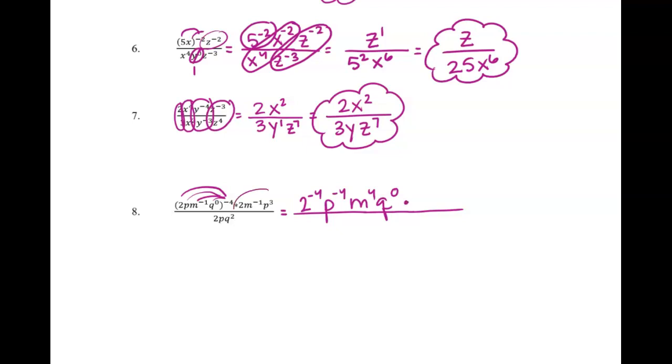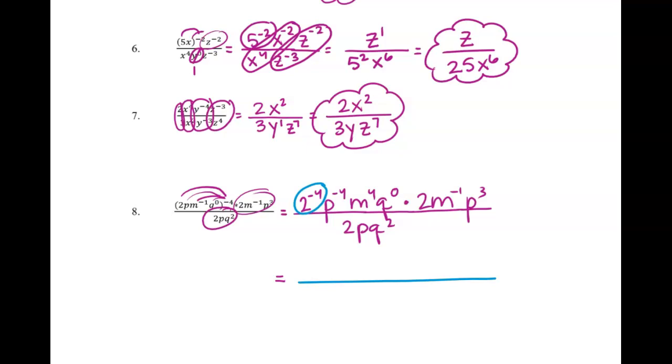I'm going to fill in the rest of it. I'll just keep this: 2m to the negative 1st p cubed. Denominator is still 2pq squared. All right, there's more stuff we can do here. I'm going to switch colors in case that's helpful. If it's not, I'm sorry, but sometimes I enjoy changing colors just for fun anyway. Okay, so I see a few things going on. First, I want to put this 2 to the negative 4th on the bottom. And the q to the 0 is a 1. I'm going to get rid of it.